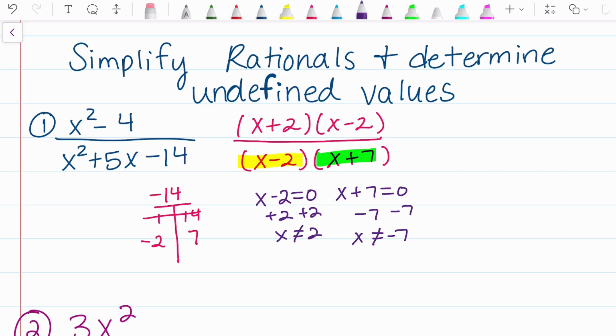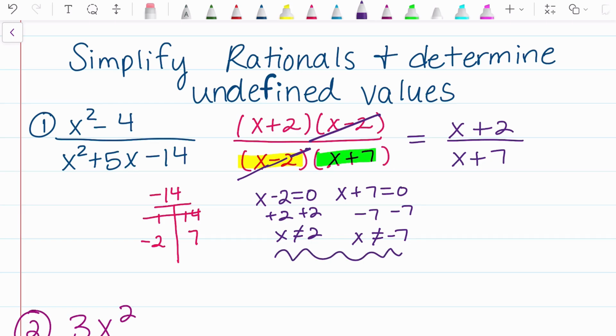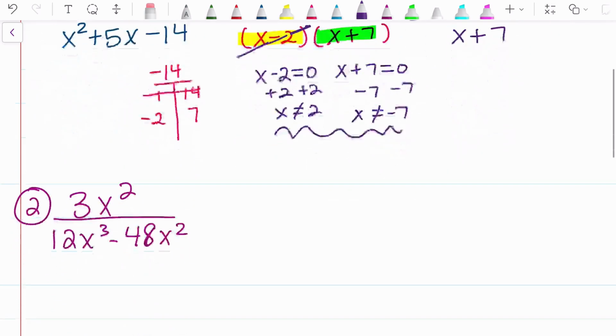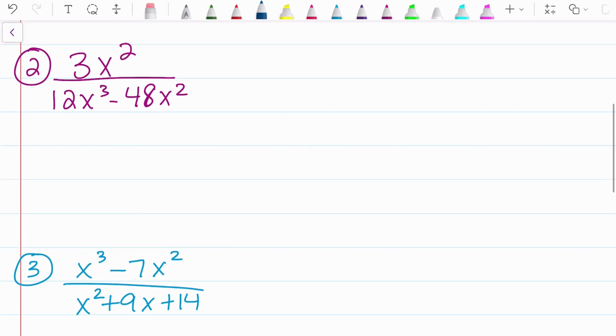My simplified expression is then going to happen when I cancel common factors from the top and the bottom. x minus 2 is multiplying on the top and dividing. Well, it's also multiplying on the bottom, but because you're multiplying and dividing by it, you can cancel it out, and that leaves us with x plus 2 over x plus 7, but these two values are still our undefined values even though those factors cancel. This is what would be called a hole on a rational graph, but we're not going to get into that today. All right, the next one.